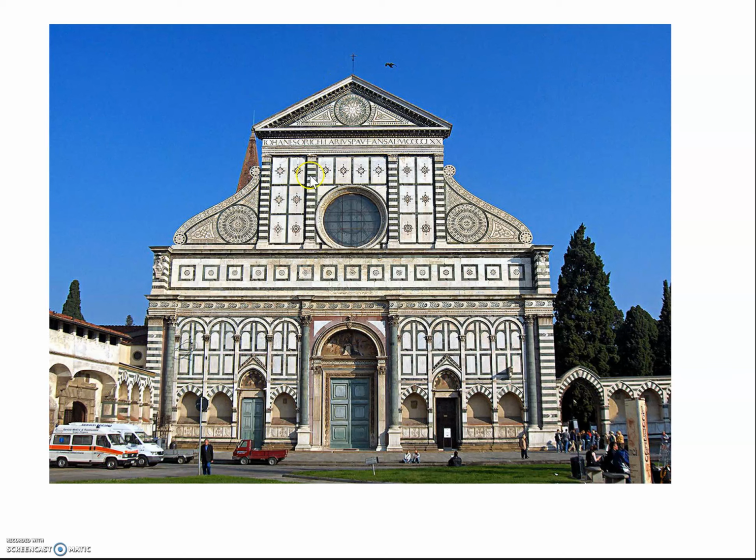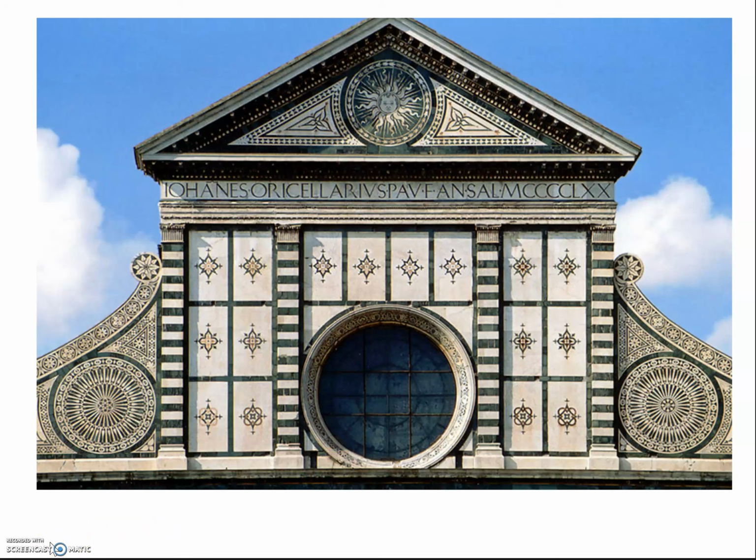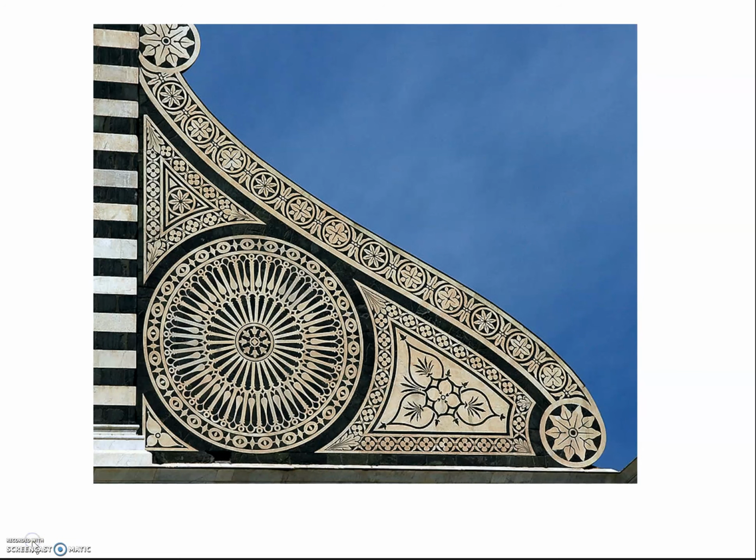this is the Santa Maria Novella, and we've got some polychromatic stone, and this is the first that we see using the scrolls to the side, but again, we're reflecting that Greek ideal in terms of architecture. Here's a close-up. Another close-up of the scrolls, pretty amazing.